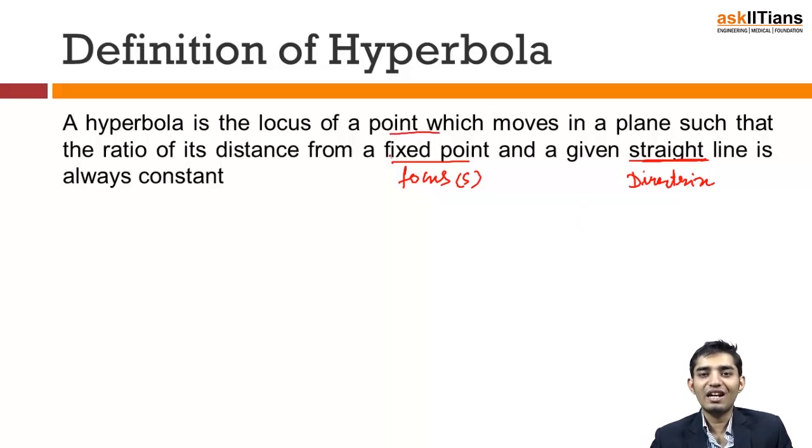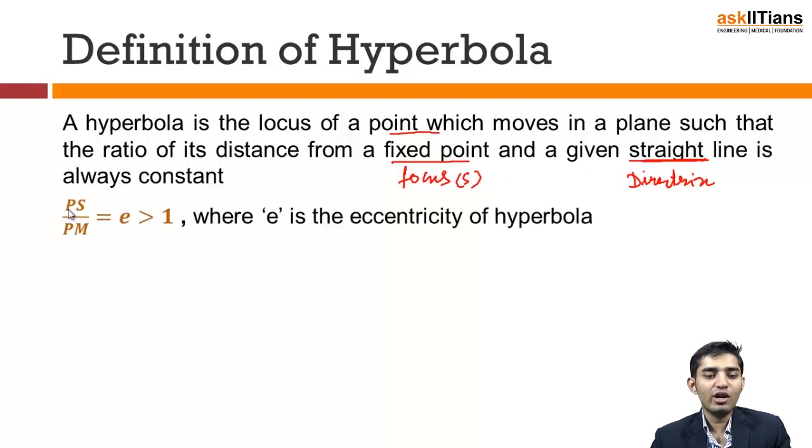The point is moving such that its ratio of distances from this fixed point and fixed line is always constant. Suppose I take a point P which is moving. S is fixed and the directrix is fixed. PM is the distance from the directrix. So P is moving such that PS by PM is constant, and this constant is the eccentricity.